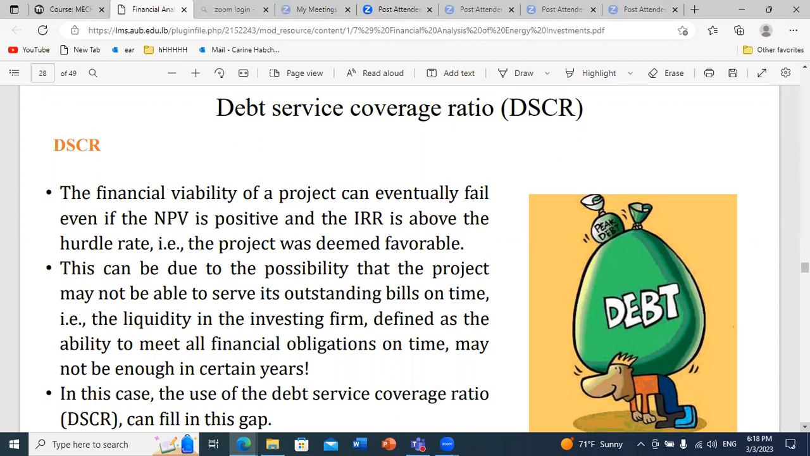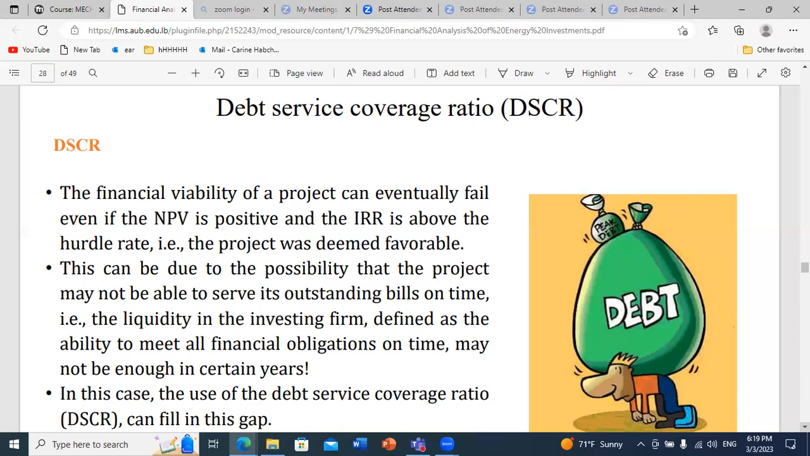Why? Because of debts. This can be due to the possibility that the project may not be able to serve its outstanding bills on time. The liquidity of the investing firm, defined as the ability to meet all financial obligations on time, may not be enough in certain years. Especially when you have debts, you have time limits. So let's say at the end of each year, you should pay a certain amount of money.